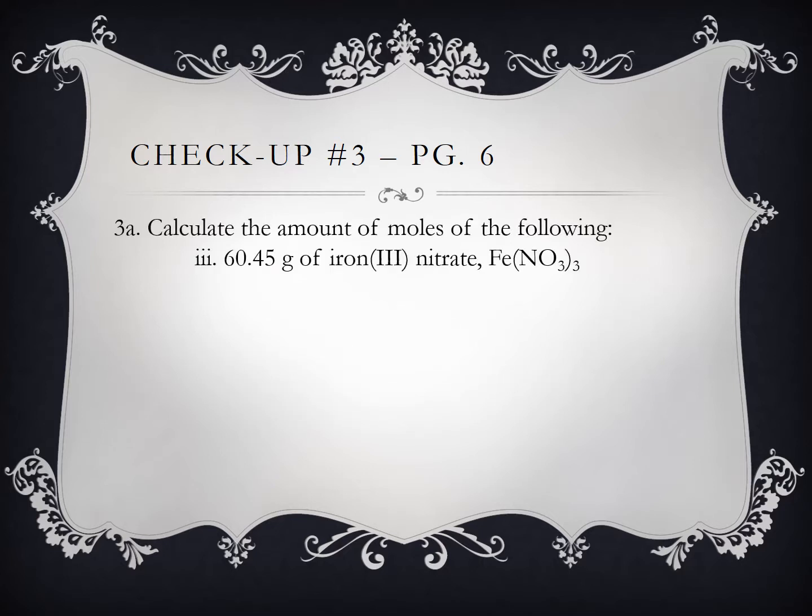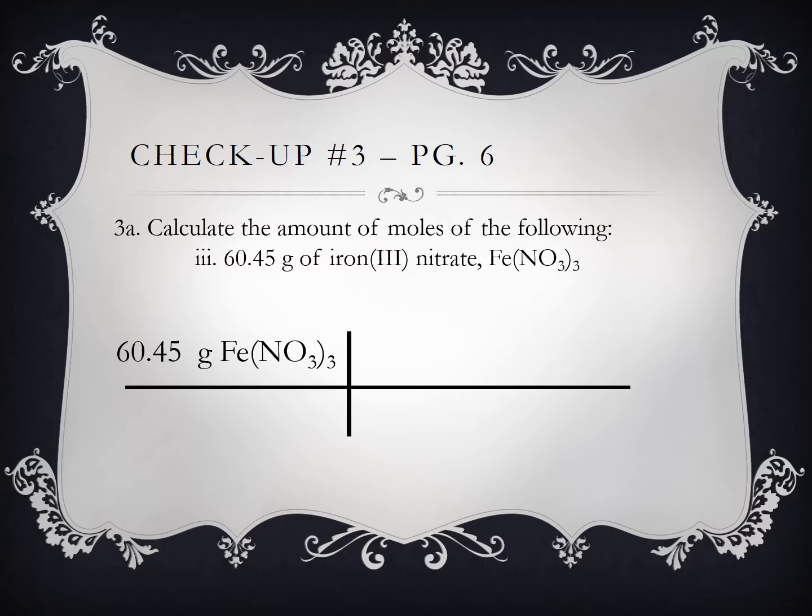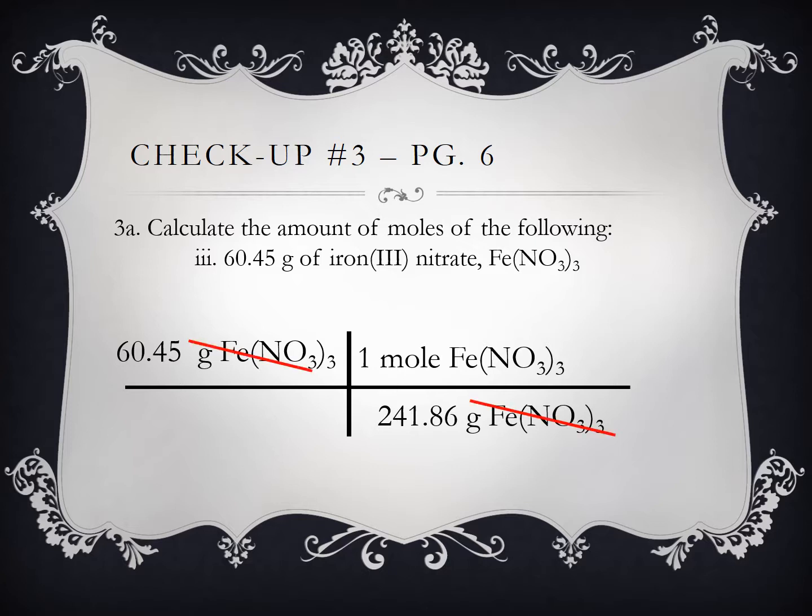Here we have 60.45 grams of iron(III) nitrate, Fe(NO3)3. That's your given. Then you look up the molar mass of iron(III) nitrate, which is about 241.86 grams. Again, you're dealing with mass, so you use molar mass. You have 1 mole of Fe(NO3)3 for every 241 grams. Grams cancel, and you're left with 0.250 moles of Fe(NO3)3.